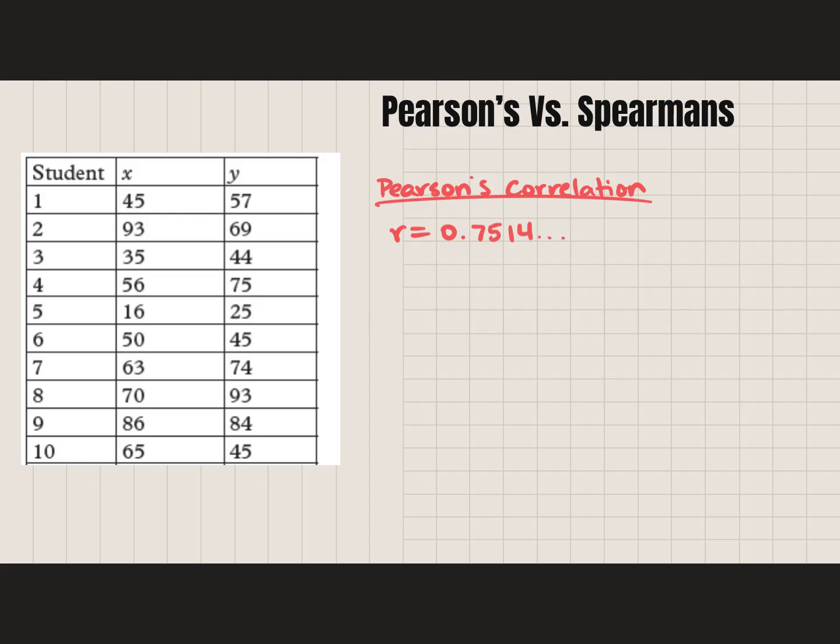That is an ongoing value. So three significant figures in this case would be 0.751. Well, that falls on my chart just slightly above that 0.75. So this would be considered a strong correlation. And in this case, my R value is positive, so strong positive.